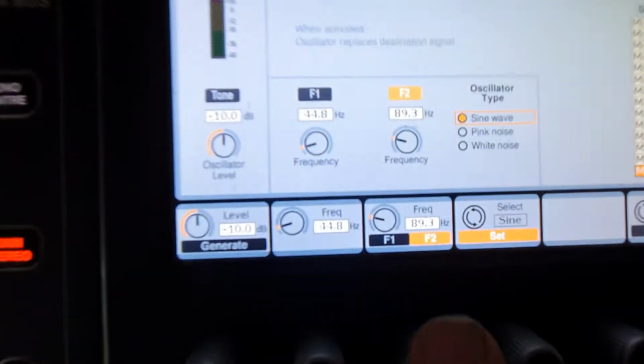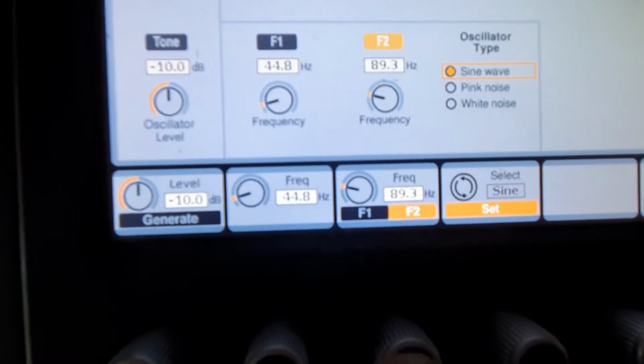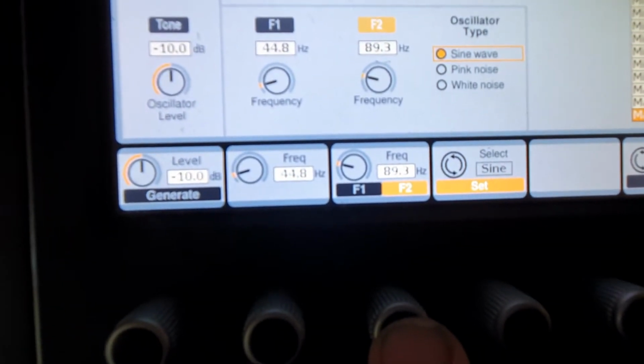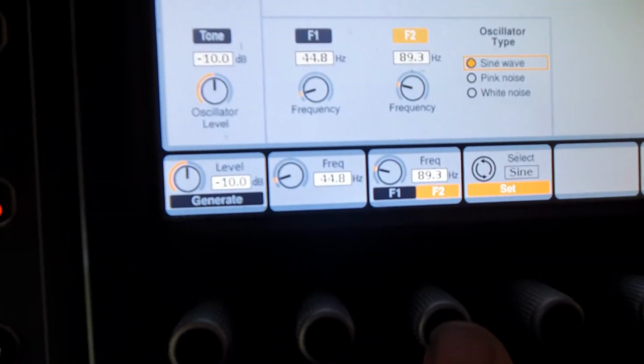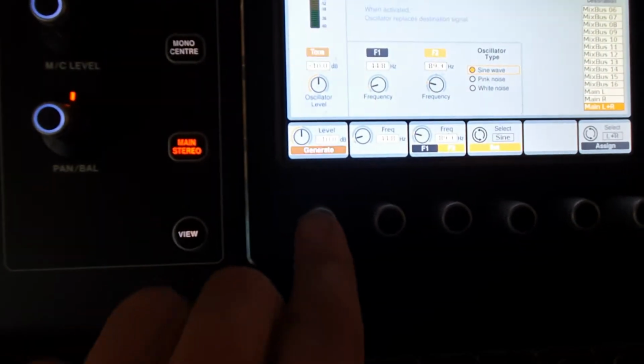Let me show you some rough tuning by ear. Frequency 89.3. So I'm pushing the frequency up. This is the second strong resonance. Generate. So we're playing that tone.